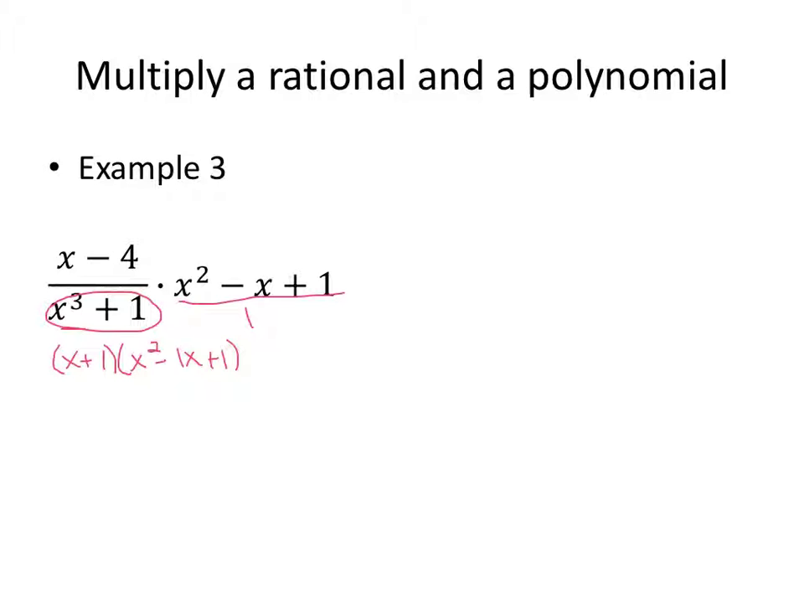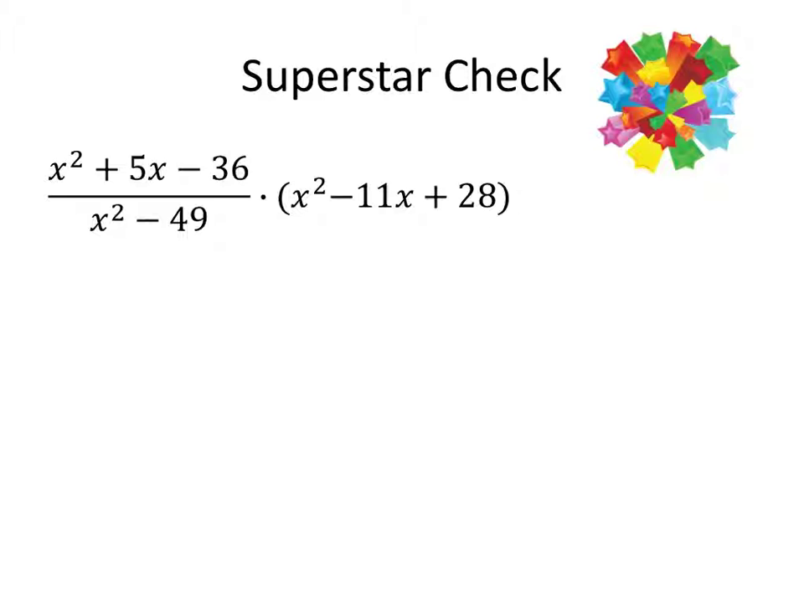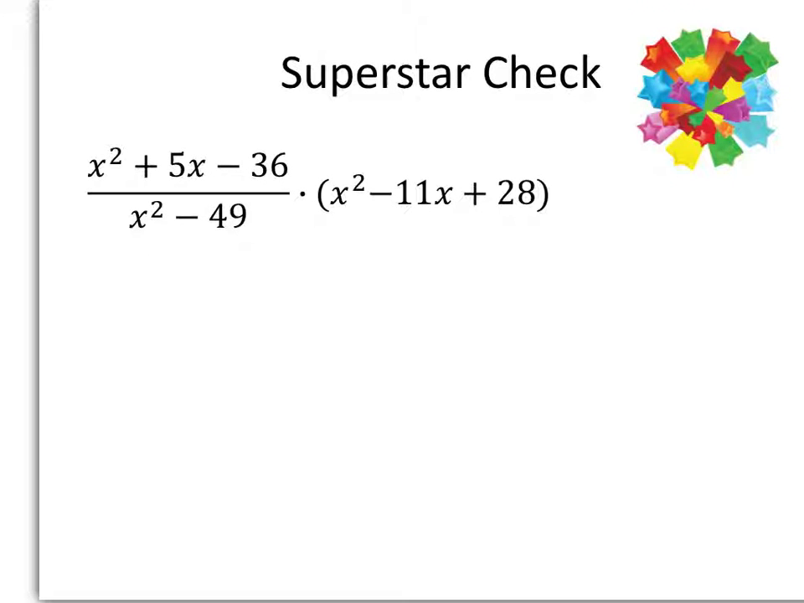Right? Simplify, so this x squared minus x plus 1 can simplify with this x squared minus x plus 1. So write down what's left, x minus 4 over x plus 1, where x cannot be negative 1. Alright, let's look at the last one. Okay, so again, trying to make sure that you know what you're doing.